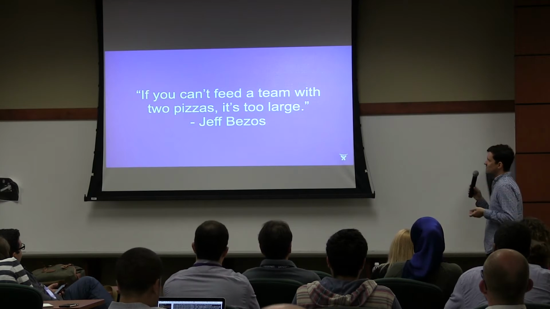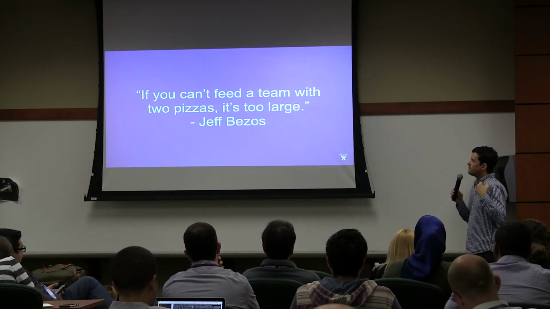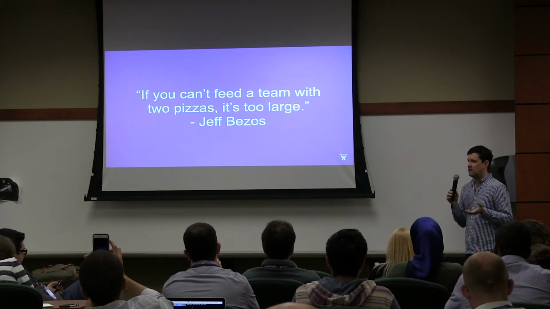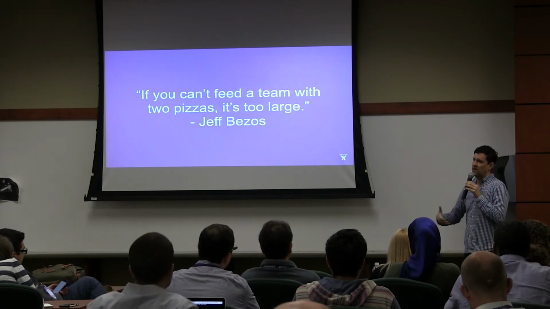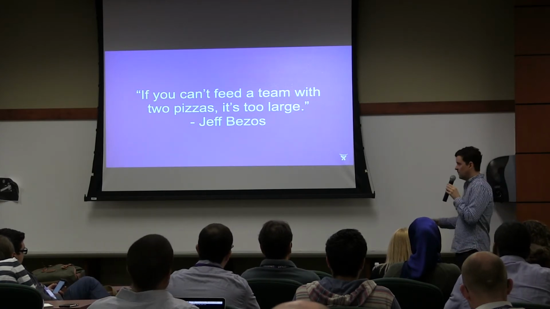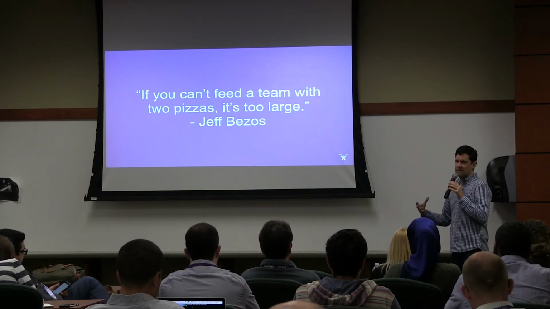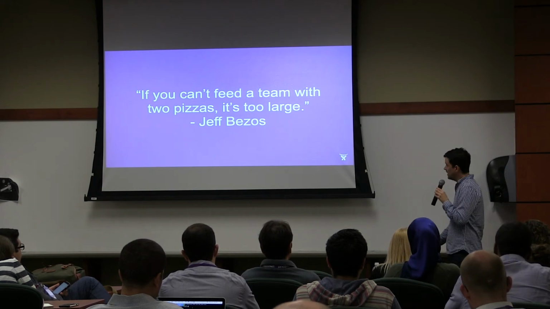If you can't feed a team with 2 pizzas, it's too large. Meaning the team is too large, not the pizzas. I totally buy that. If you have a team with too many people, it just becomes unwieldy. People's voices don't get heard. It's just too hard to manage. So number one with lean teamwork is just try to scope your teams as small as you can. And I'll talk a little bit about that later.